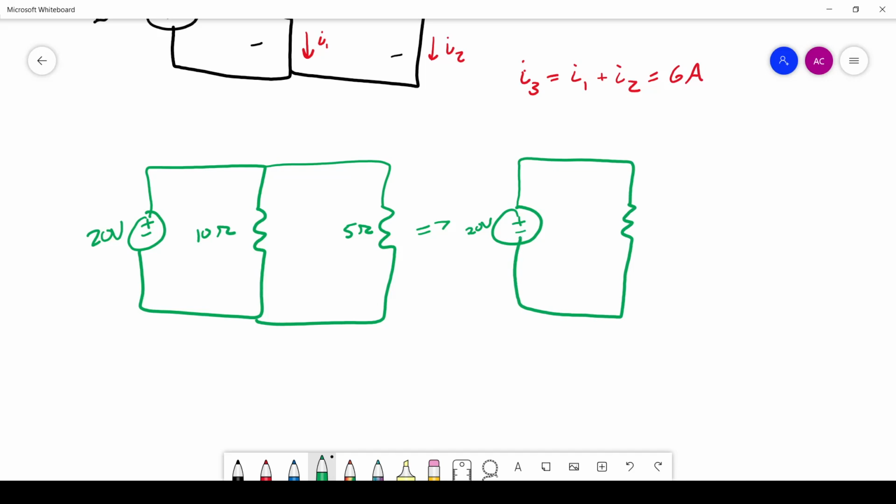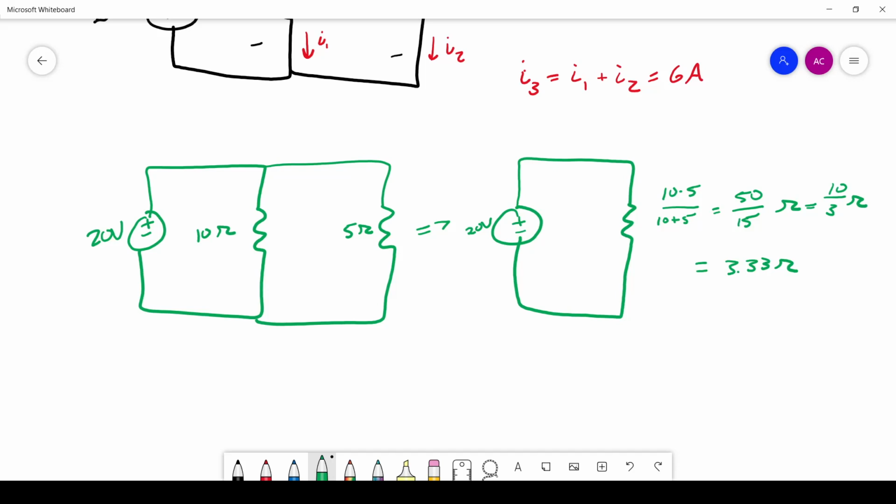So this resistor is going to be equal to 10 times 5 over 10 plus 5. It's 50 divided by 15 ohms. We can simplify this a little more. This is going to be 10 divided by 3 ohms, which is equal to 3.33 ohms. So now we know the equivalent resistance here.